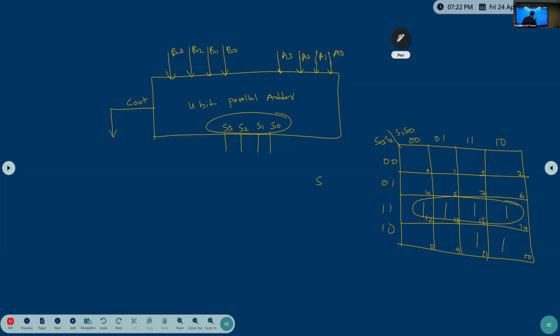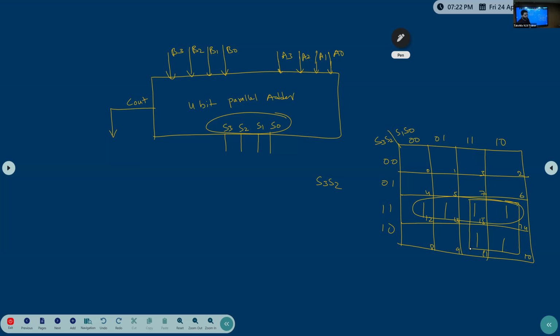S3, S3 S2, S3 S2. Any other things there? No. Next I need to map. So how many variables do I need to map? 4. Next also we have 4 variables. This is the 4 variable group.